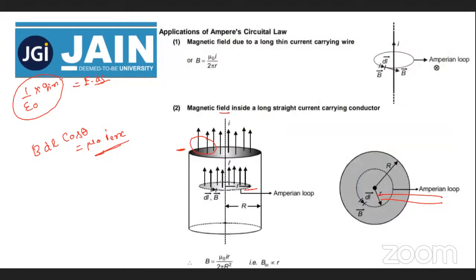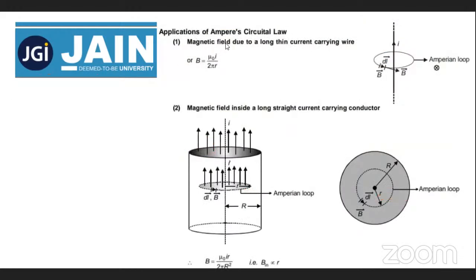Next, we have some examples where we use Ampere's Circuital Law to find the magnetic field. This is the magnetic field because of a long thin current carrying wire, and then the magnetic field inside a long straight current carrying conductor. For this, the magnetic field inside is directly proportional to r. That means as r increases, the magnetic field also increases, so they have a straight line nature.